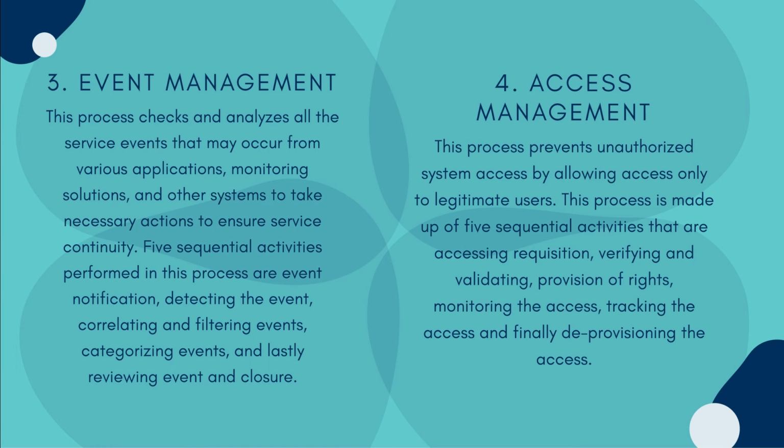4. Access management. This process prevents unauthorized system access by allowing access only to legitimate users. This process is made up of 5 sequential activities that are access requisition, verifying and validating, provision of rights, monitoring the access, tracking the access and finally deprovisioning the access.